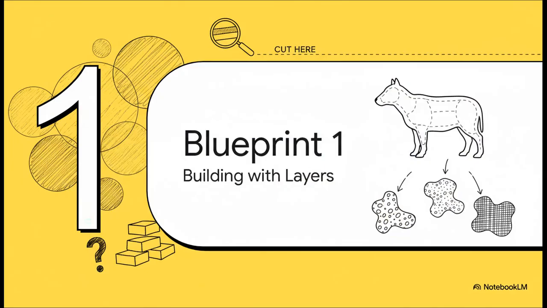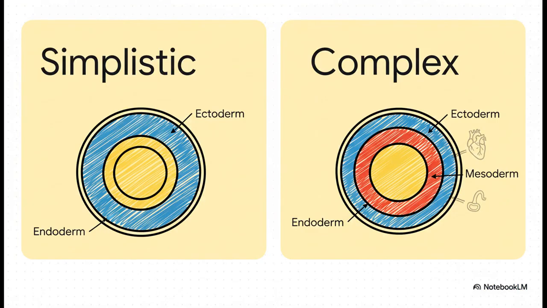Blueprint number 1, building with layers. This is the first, most fundamental choice you have to make when you're designing an animal. I want you to imagine for a second that you're evolution. The very first question on your checklist is, okay, how many layers of tissue is this thing going to have? And it turns out there are really only two answers. You can go simple with 2 layers, biologists call that diploblastic, or you can level up and go for 3 layers, the triploblastic plan. And let me tell you, that third layer, well, that's where things get really interesting.